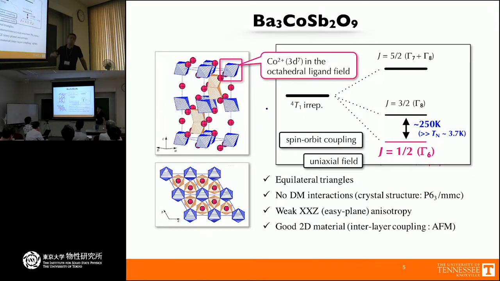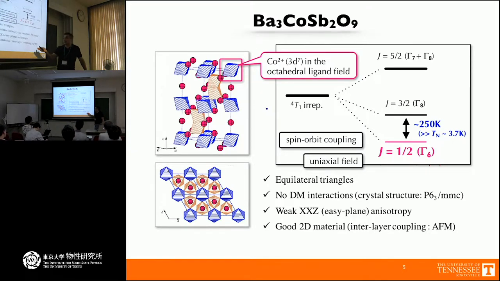This gap can be measured with neutron scattering indeed, and it is much bigger than the characteristic exchange interaction between these doublets. So in a first approximation, one can safely neglect the J equals 3/2 multiplet and focus on these effective spin-1/2 degrees of freedom.